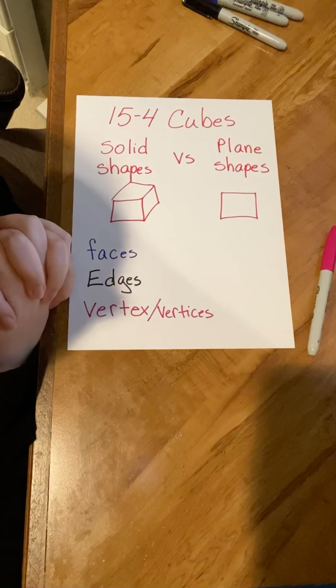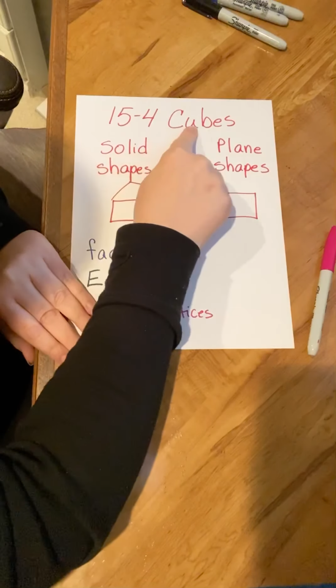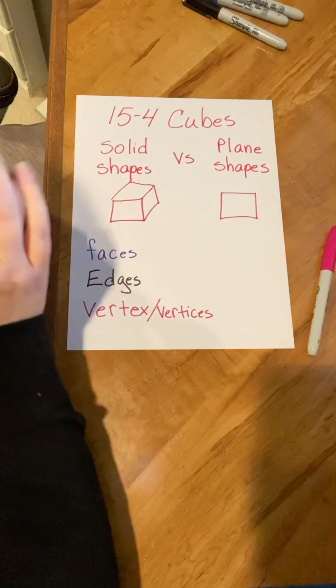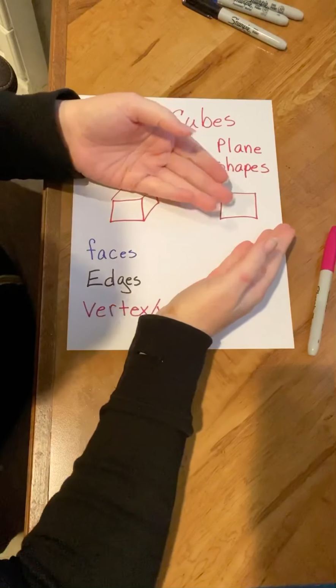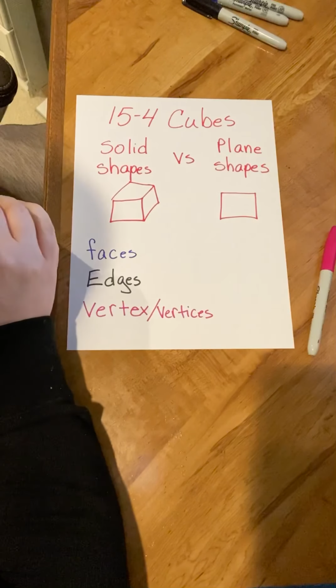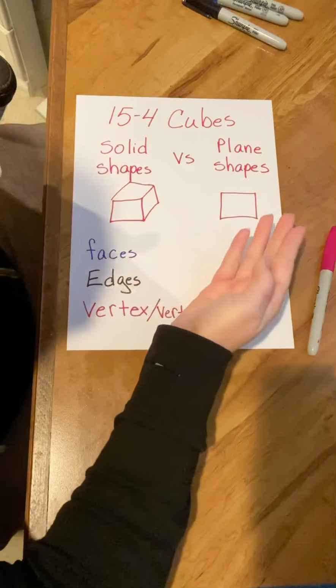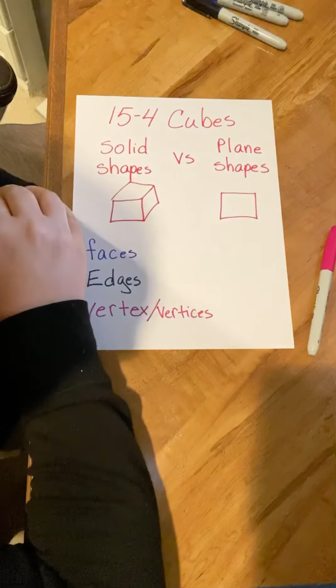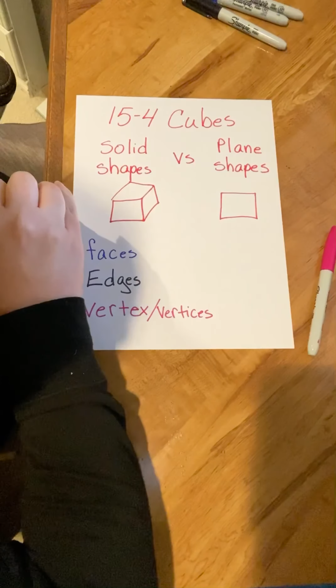Hi friends, this is lesson 15-4, cubes. So we're going to take a look at solid shapes versus plane shapes. A plane shape is something you might draw on a piece of paper. It's flat and you cannot see any other sides to it.